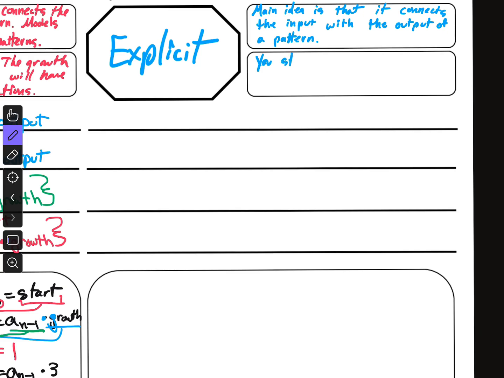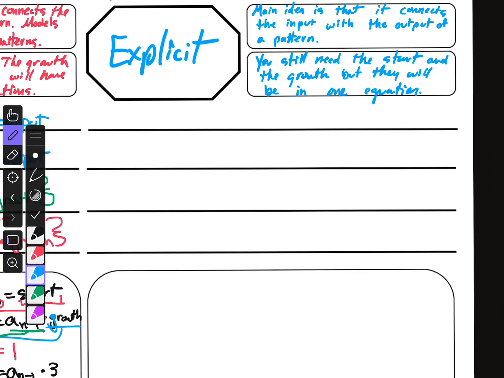Okay? Also, we still need the start and the growth, but they will be in one equation. Okay. Now the explicit is the one that you're probably going to be most familiar with, which is good. It's the one we've dealt with before this year. It's the one that you've probably dealt with multiple times in previous years, okay?